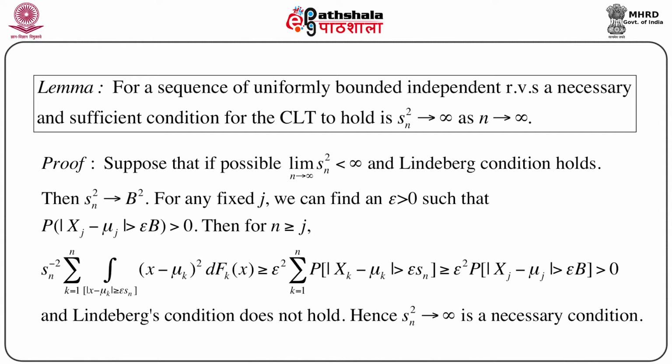So Sn to the power minus 2 into summation k equals 1 to n integral over modulus of x minus mu k greater than or equal to epsilon Sn of (x minus mu k) square dFk(x), the quantity in the extreme left, is greater than 0, which actually violates Lindeberg's condition, because we have assumed that Lindeberg's condition holds. So here is a contradiction. So Sn square cannot be less than infinity. That means Sn square going to infinity as n goes to infinity is a necessary condition. So this proof is basically by what is known as proof by contradiction.